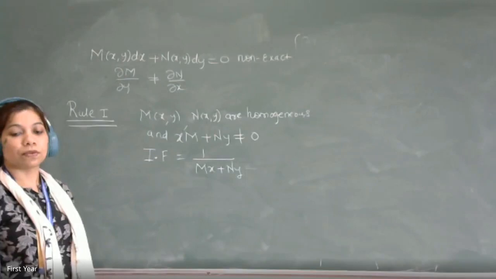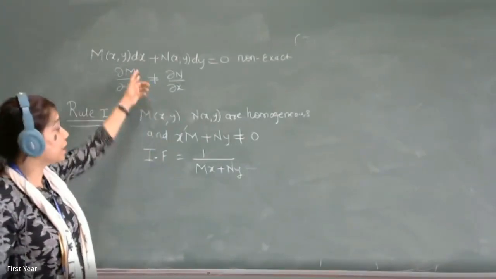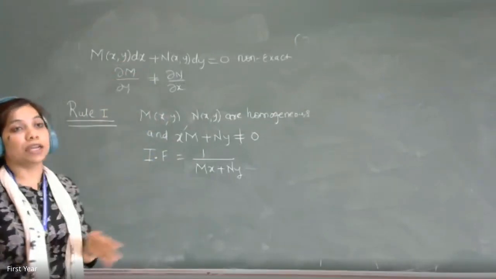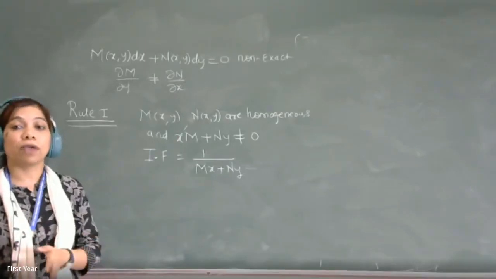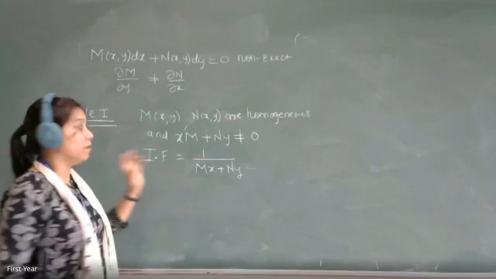Yes, ma'am. Okay, is everybody understanding? So after multiplying by this term, you will understand that this becomes exact. And then I have to integrate: integration of M dx, y constant, plus integration of N dy, the terms free from x, is equal to c. That's the solution. Okay, so that is rule 1.